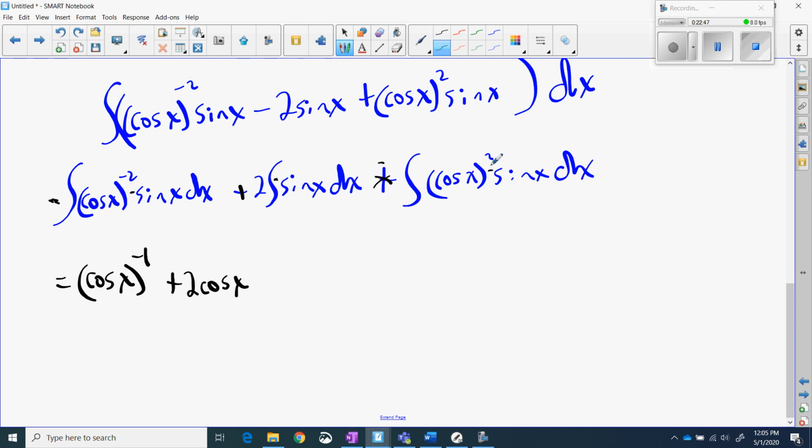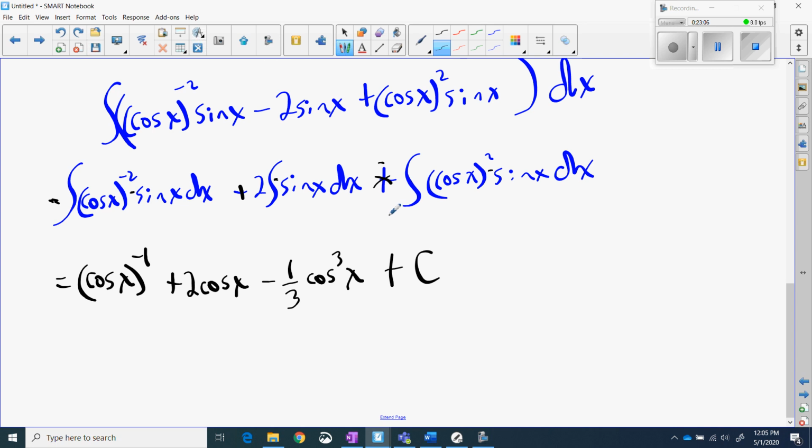Now my exponent's positive this time, so when I add 1 to the exponent, it's going to go to 3. Remember, this became a negative because of that negative. So it's going to be negative 1/3 cosine cubed x plus c.